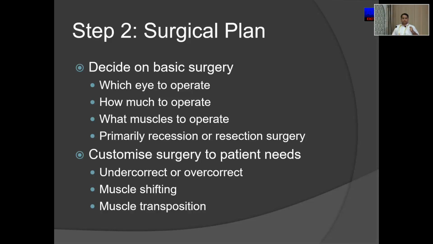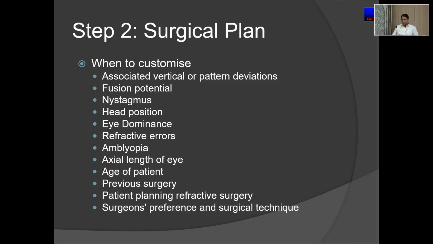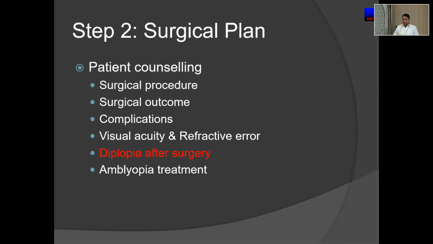Also we have to customize our surgery depending upon what we want the final result to be. You can undercorrect, you can overcorrect, you can do a muscle shifting, you can do a muscle transposition depending upon what you have initially. So the surgical plan depends upon all these associated factors. I am not going to discuss them.